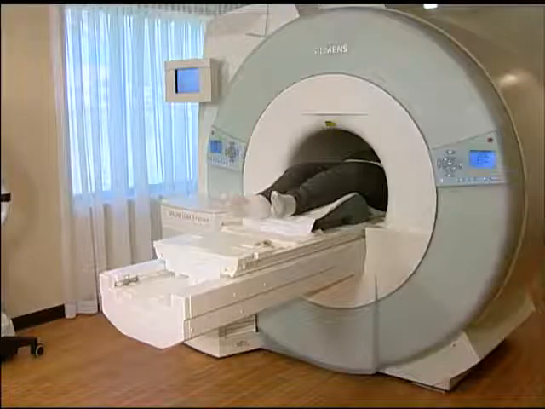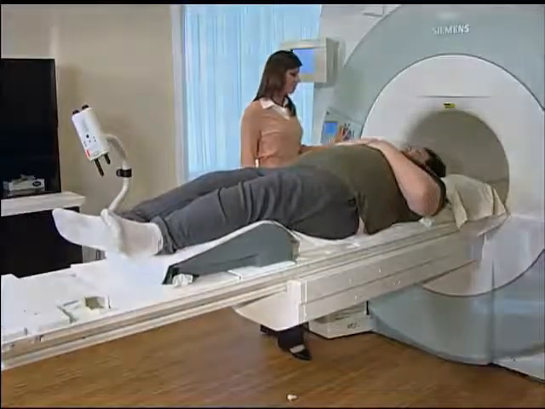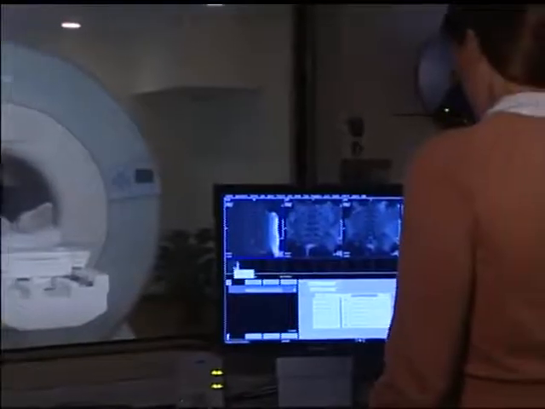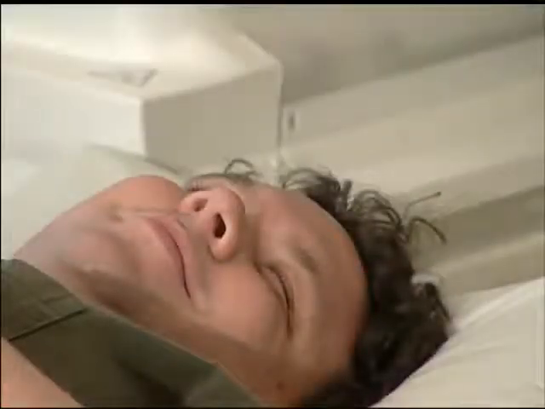You may relax when the machine is not making the knocking sound, but you must remain in the initial position unless you are instructed otherwise. If you move during the procedure, it may be necessary to repeat the exam. Although the MRI exam is painless, it does require you to remain still until the exam is complete.